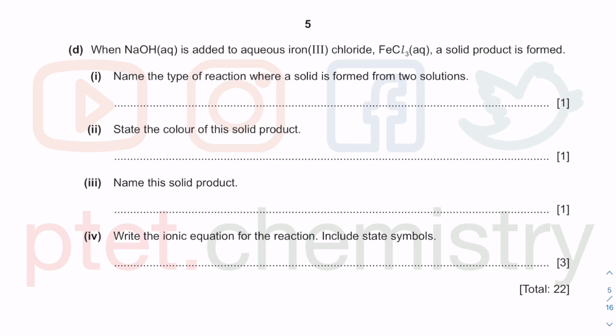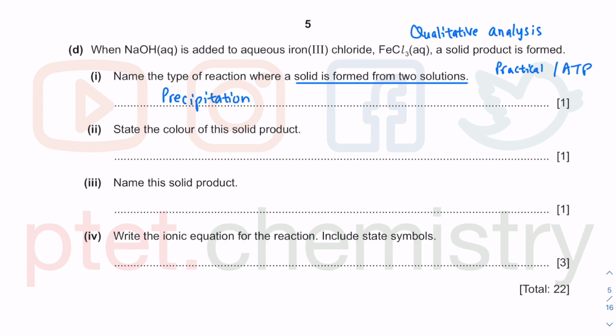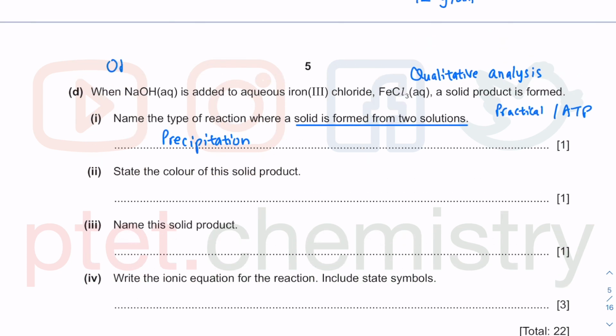Part D, so we have this thing called qualitative analysis. These are the tests of ions from your practicals as well as alternative to practical. But in theory paper, the table of results, the table of tests will never be given. Now, where you form a solid from 2 solutions, we know that this is basically what you call a precipitation reaction. Now, this reaction involves the OH minus aqueous from the sodium hydroxide, and you're adding Fe3+ aqueous, and then you will get the precipitate Fe3+ OH minus.